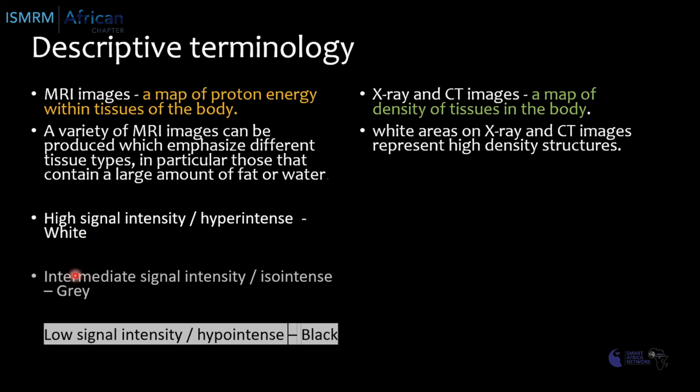If there's intermediate signal intensity, the structure normally will appear gray, and in the brain, the reference point is the gray matter, which is the cortex. And if it's dark or black, then the signal is said to be low or hypointense. So remember, we use signal intensity instead of density as compared to CT and X-ray images.